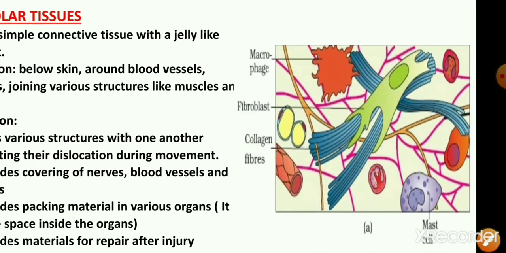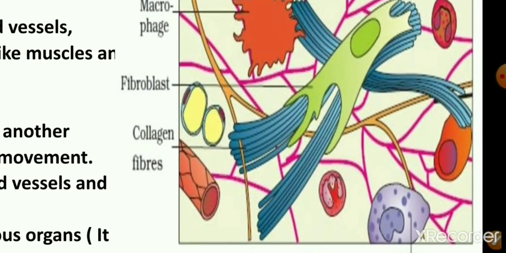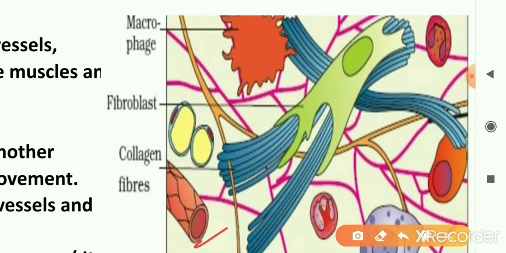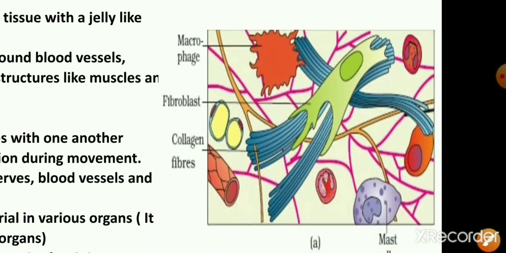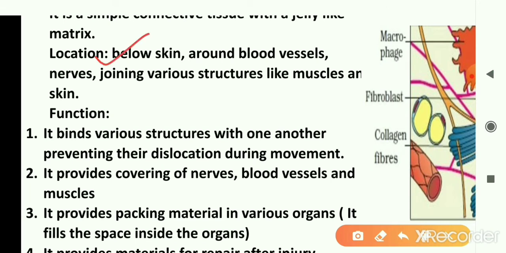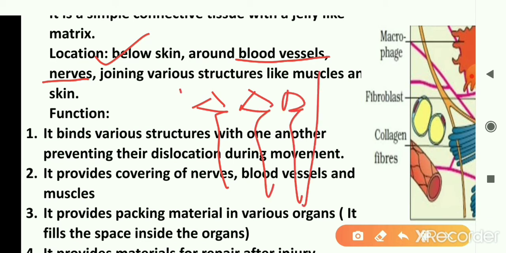So this diagram shows areolar tissue, where various kinds of cells are embedded in the matrix, and the matrix is secreted by these cells. Coming to the location, areolar tissue is present below the skin, so your skin is attached to the muscles by means of areolar tissue. It is also present around blood vessels and around nerves. Nerves have a huge number of nerve fibers.